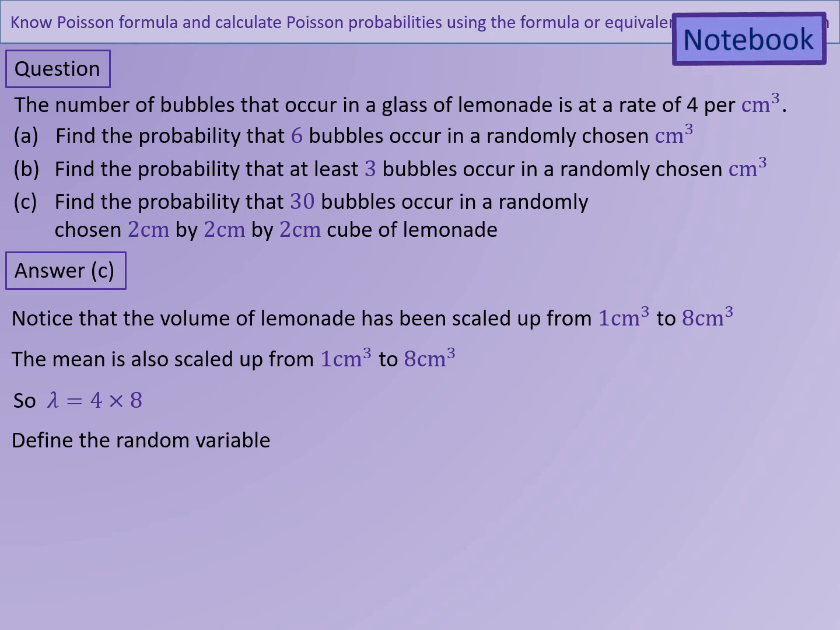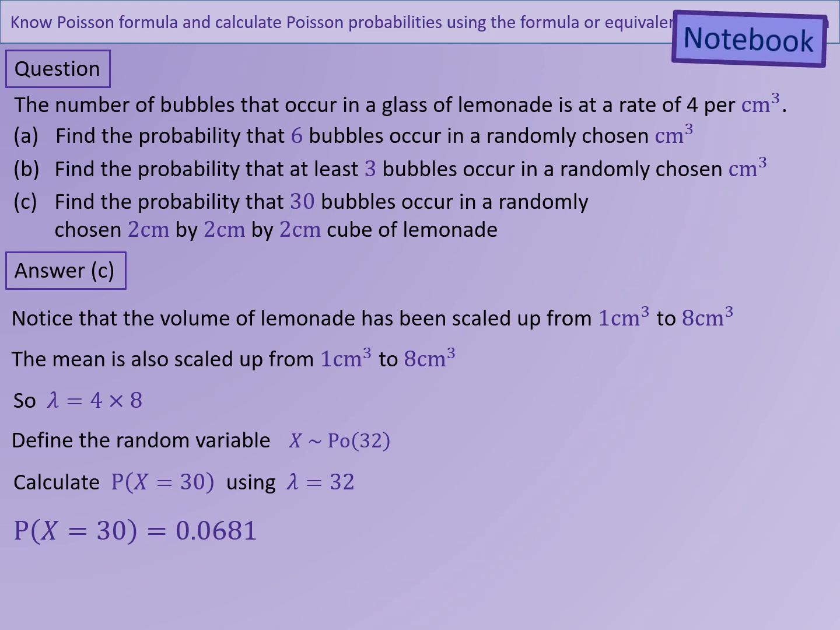So we can define the random variable now as having a Poisson distribution of 32. We can now calculate the probability that x equals 30 using lambda equals 32. We can either use the formula for this or we can use the Poisson PD button on the calculator. This comes out as a probability of 0.0681.